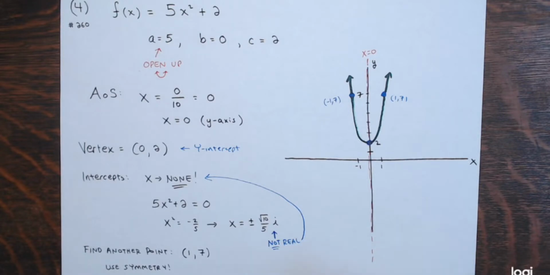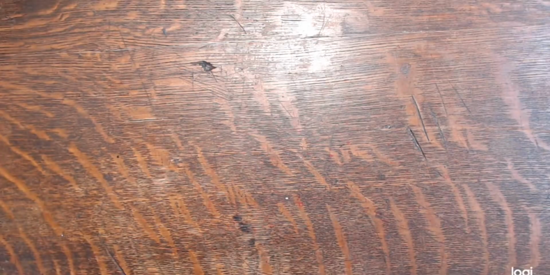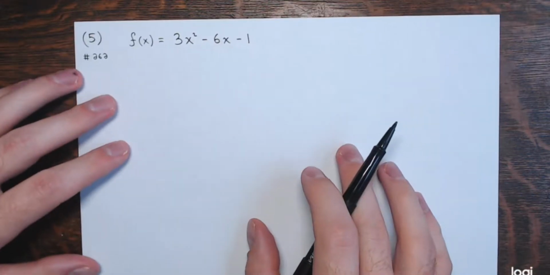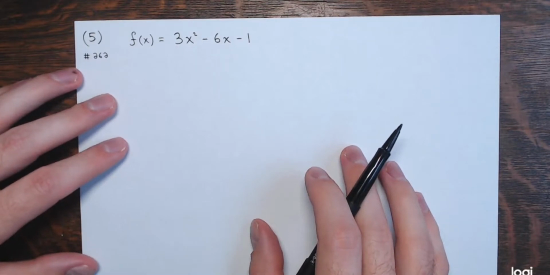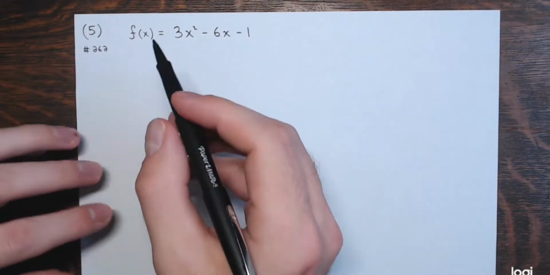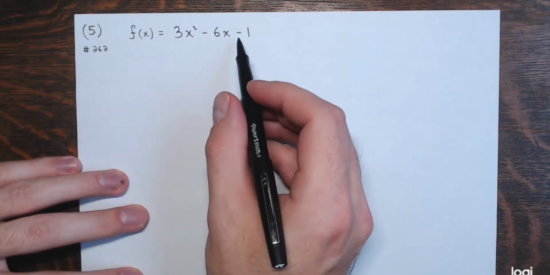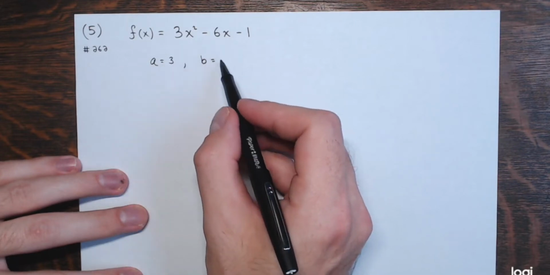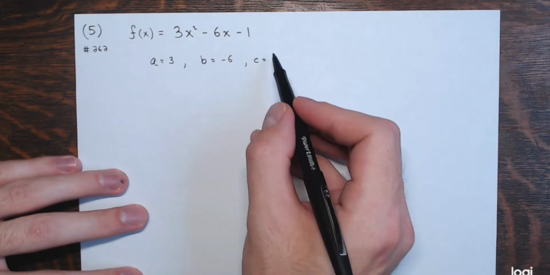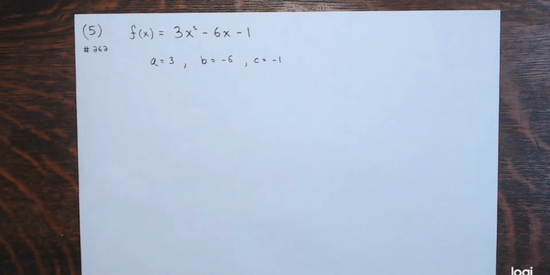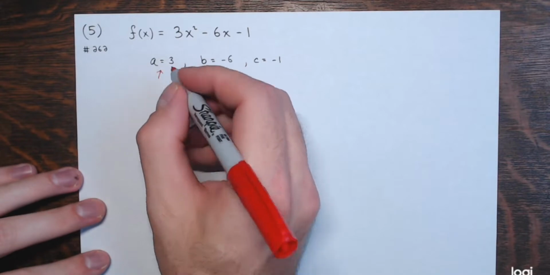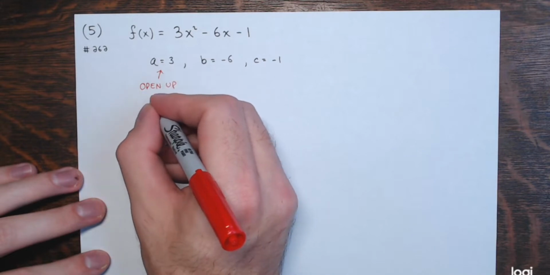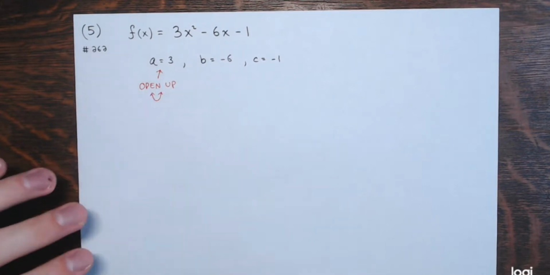Okay, next question. Same stuff every time. I got a bunch more of these. So f of x equals 3x squared minus 6x minus 1. It's in standard quadratic form. A is positive 3, B is negative 6, C is negative 1. The lead coefficient is positive, so that means this parabola is going to be opening up. All right, the vertex will be the lowest point on the graph.